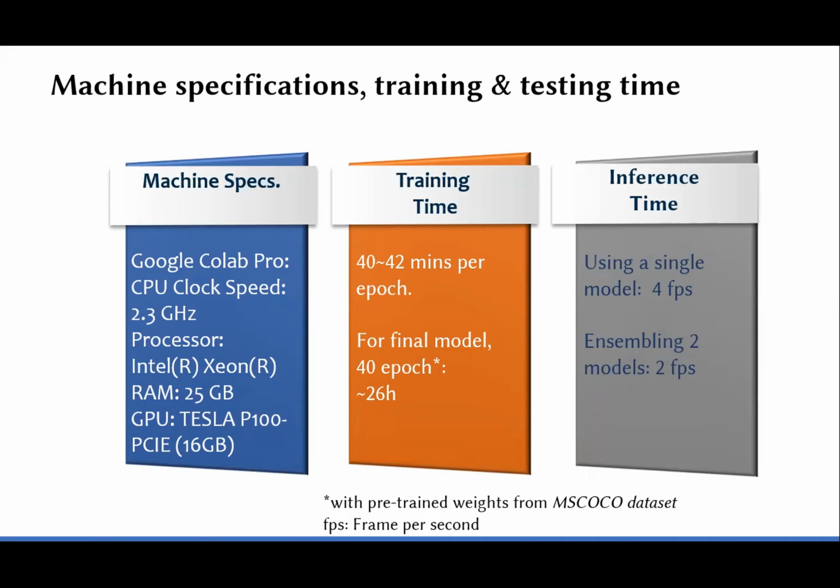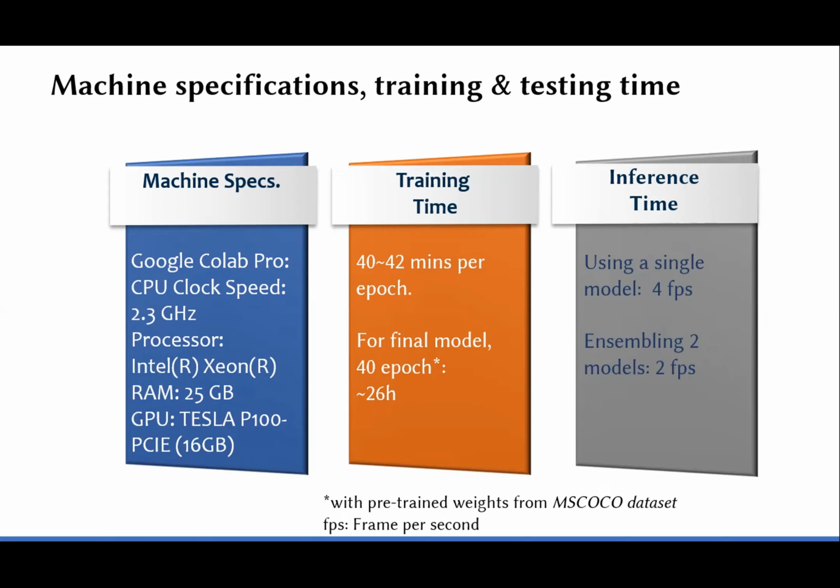Here I would like to mention that training was done using pre-trained weights from the MS Coco dataset. For those who do not know, MS Coco is a huge image dataset. It has about 3 million images of about 80 classes of objects. It is a benchmark dataset for everyone in research, and it is considered to be the benchmark dataset of object detection.